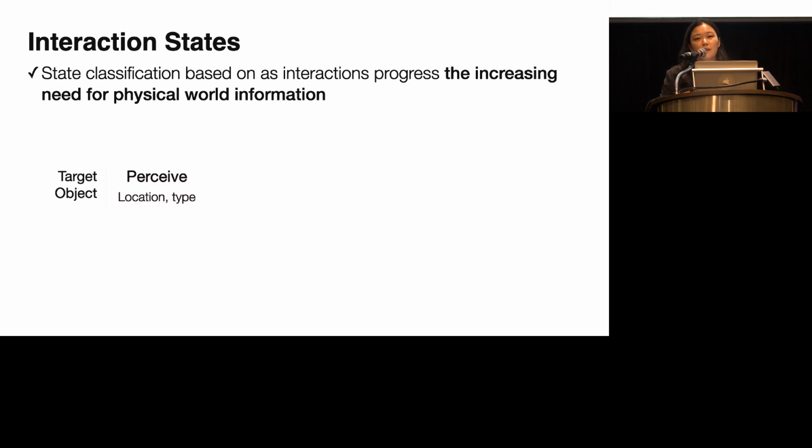Specifically, in perceived state, the existence of a physical object is recognized, so simple information such as location and type is enough. Next, in approach state, the user reaches out to grasp the object accurately, understanding where to grab. In manipulate state, physical objects are used according to the user's own intention.